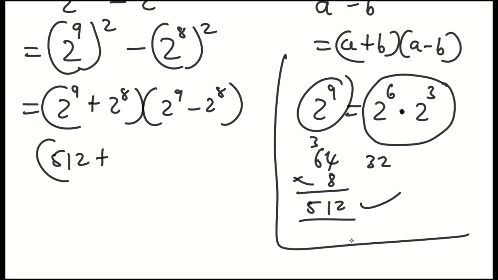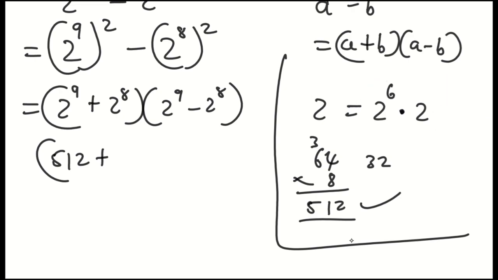But what about 2 raised to the power of 8? I can also do the same thing as I did here. So if I change this to 2 raised to the power of 8, I have to write 2 here. You see, 2 raised to the power of 6 is already what? 64. What about 2 raised to the power of 2? That's 4. So I'm going to erase this and use 4.